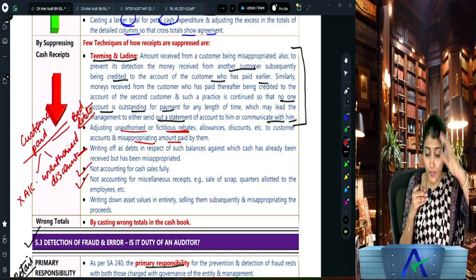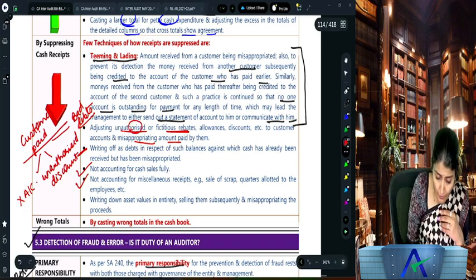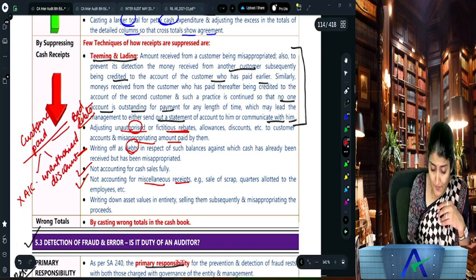So one is stealing and lapping. Then after that, not accounting for cash sales. Then showing the unauthorized discounts. Then writing off the debts in respect of which the balance is received. Then not accounting for the miscellaneous receipts.